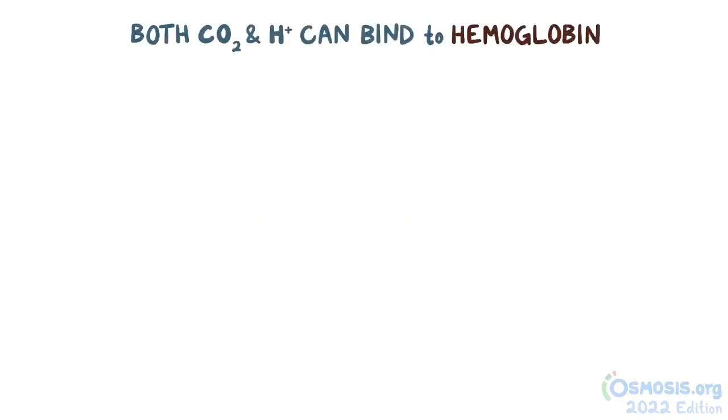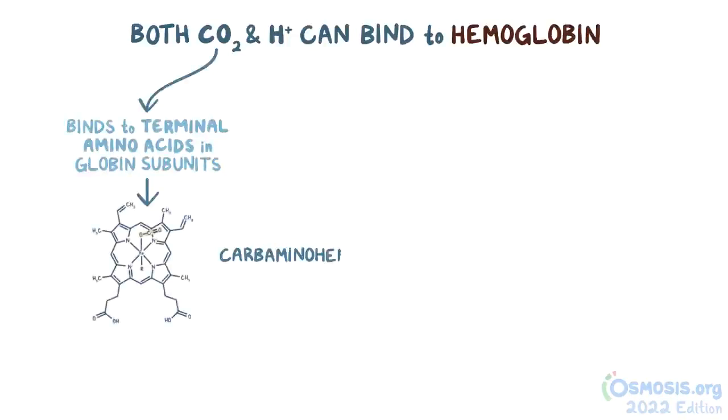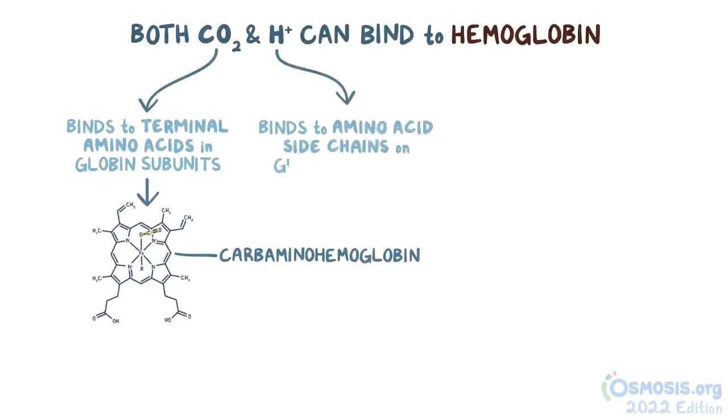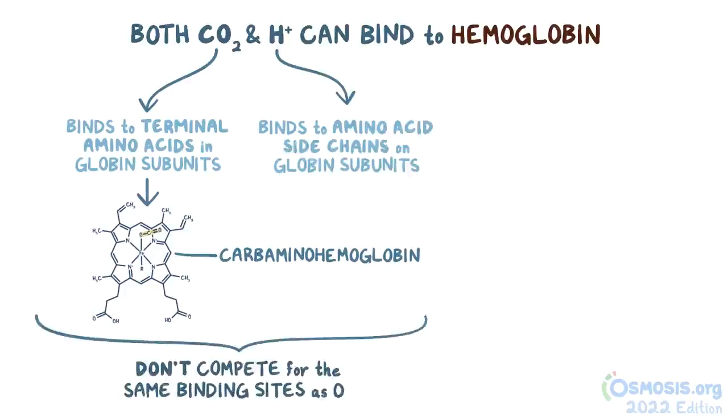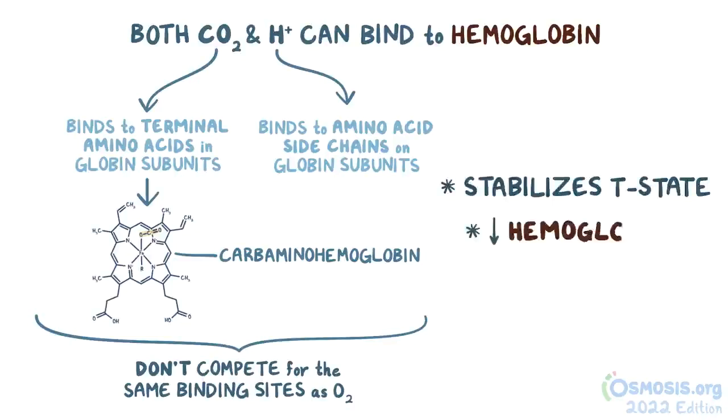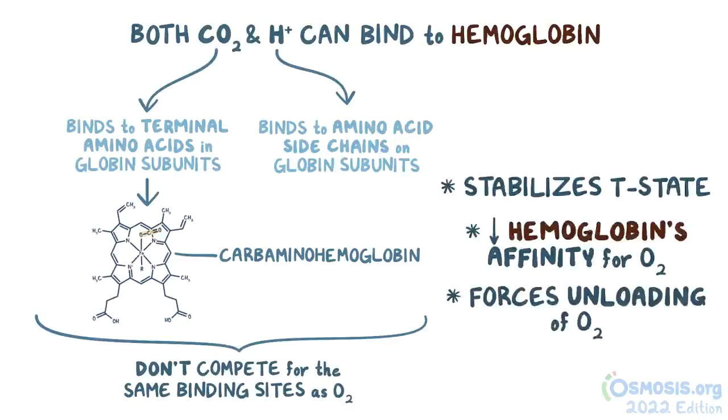Now, both carbon dioxide and hydrogen ion can bind to hemoglobin. Carbon dioxide binds to the terminal amino acids in the globin subunits, forming carbaminohemoglobin, while hydrogen ions bind to the amino acid side chains that make up the globin subunits. And even though carbon dioxide and hydrogen ions don't compete for the same binding sites as oxygen and hemoglobin, they do stabilize the T state of hemoglobin. This results in a decrease in hemoglobin's affinity for oxygen, which forces the unloading of oxygen.